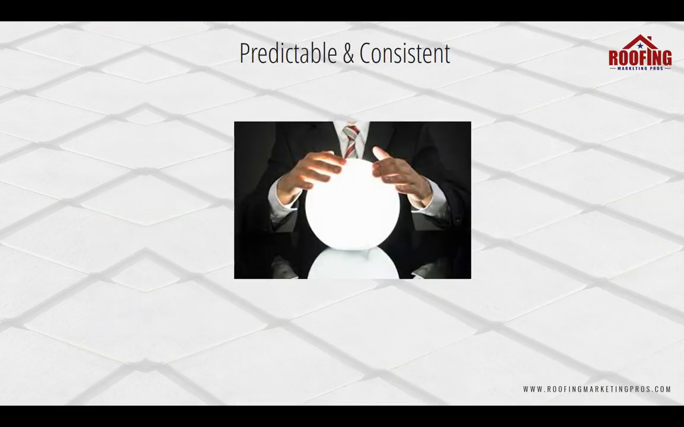Predictable and consistent. Once you've been running this campaign for 6 months, 7 months, you can actually predict how many leads you're going to get in 3 months or 6 months or in month 7 or month 8. Now, unless there's a storm that really affects your area, then you can even get more leads. But if you live in a non-storm environment, after you run the campaign for 6 months, it can be very consistent how many leads you'll get.